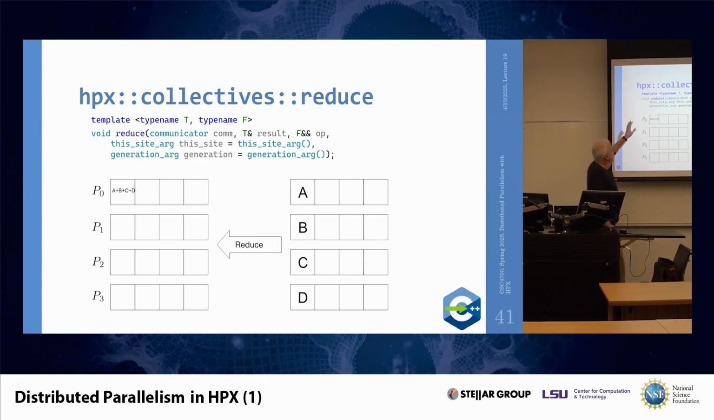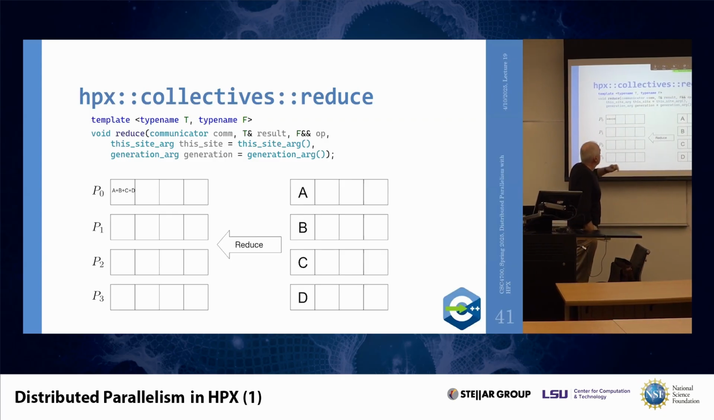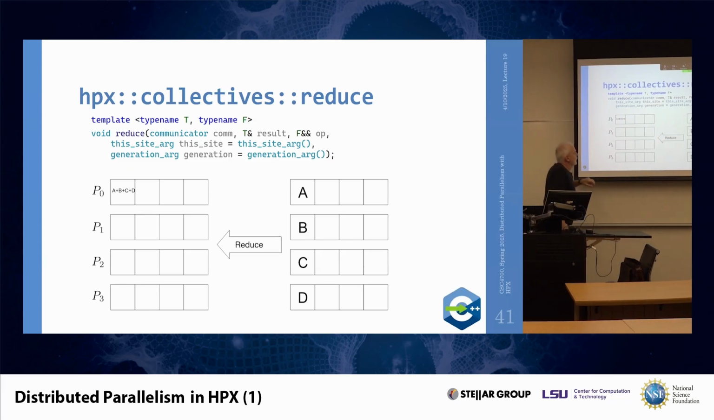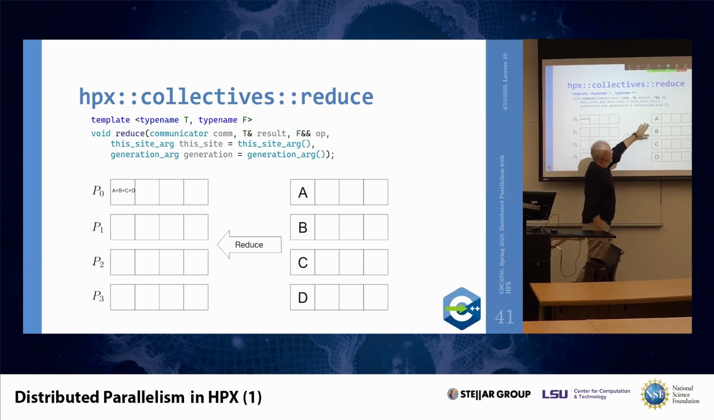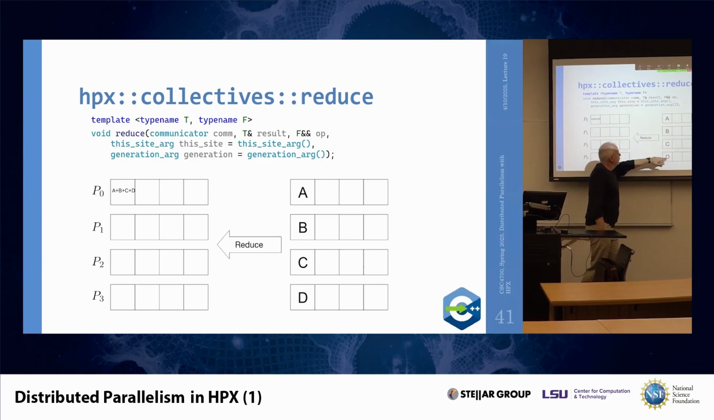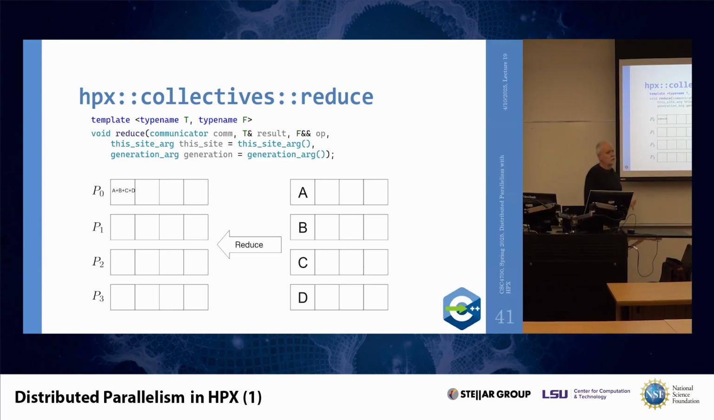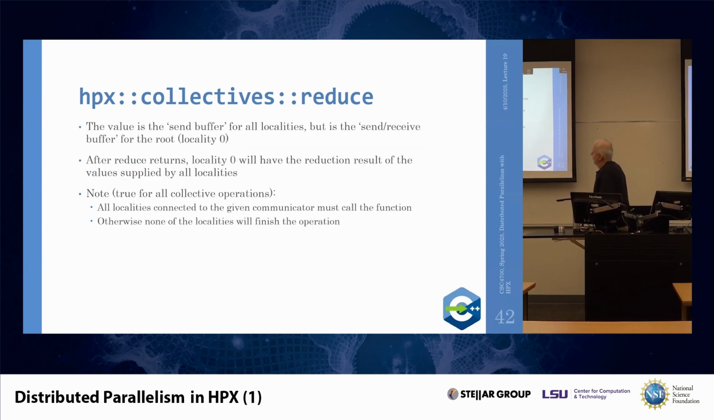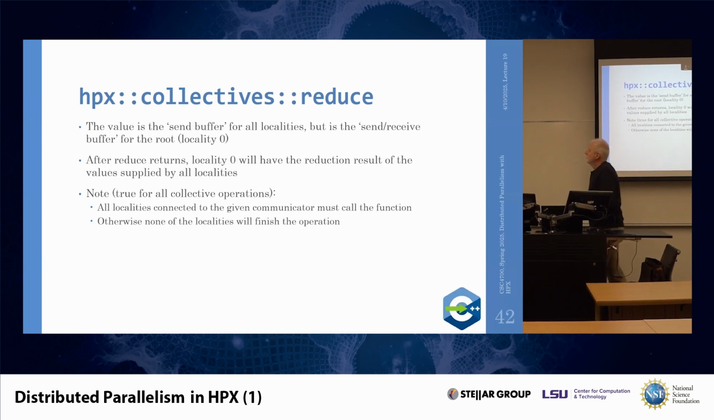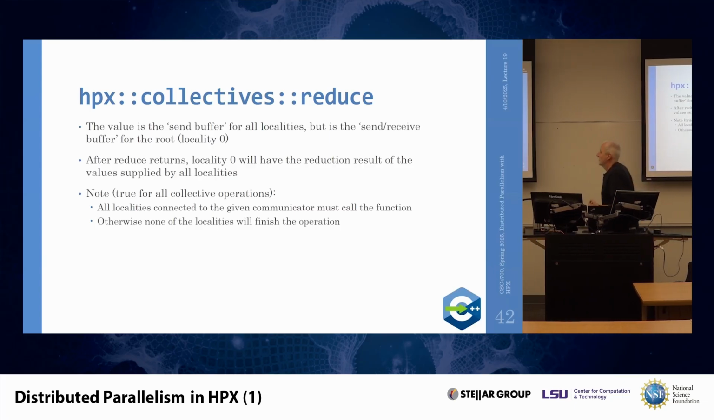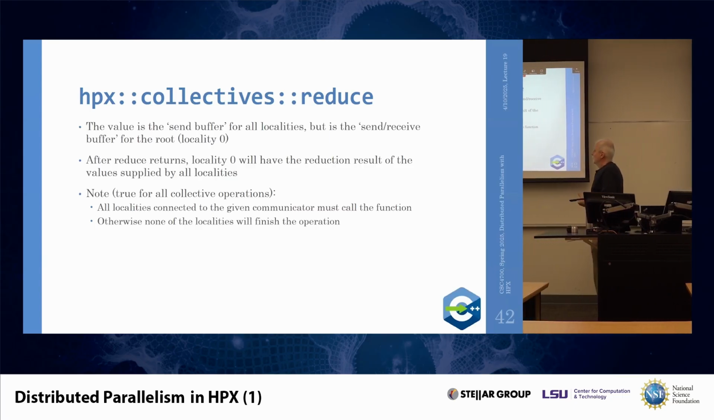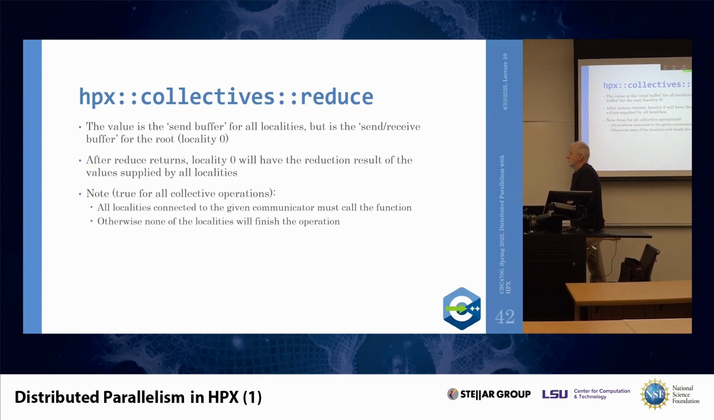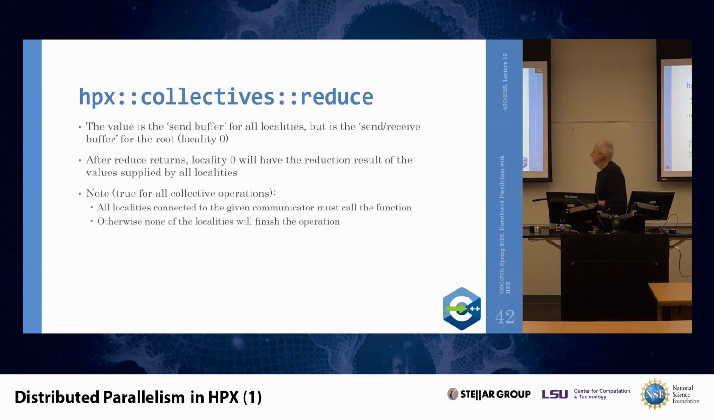And again, reduce here is synchronous by default, and that result is used as the value to send, and on locality 0, it's also used as a value that is being received. So the value is a send buffer for all of them, but it's a send and receive buffer for locality 0. And after the reduce returns, locality 0 will have the reduction result of the values supplied by all the localities.